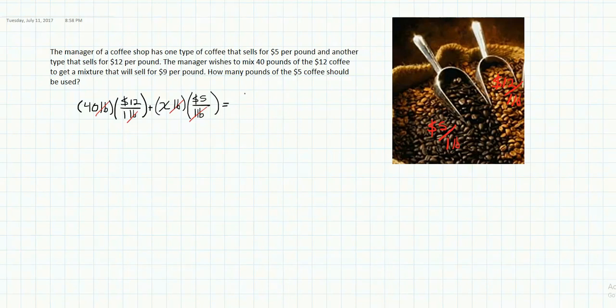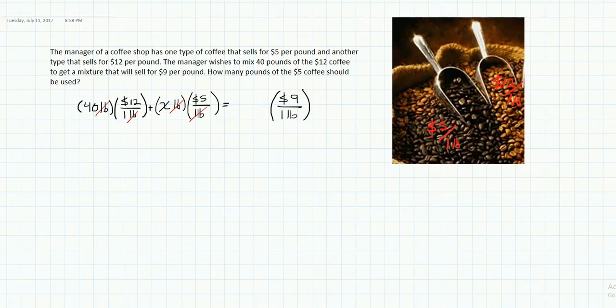We know we're going to be working with the term $9 in 1 pound. We need that term to be very closely related to this somehow, right? But if we just try and solve this equation the way it is, this 40 times 12 over 1 plus x times 5 over 1 equals 9 over 1, it's not going to work. Because over here, you can see the units are in dollars, and over here, the units are in terms of dollars per pound. So we have to wipe out the pounds somehow.